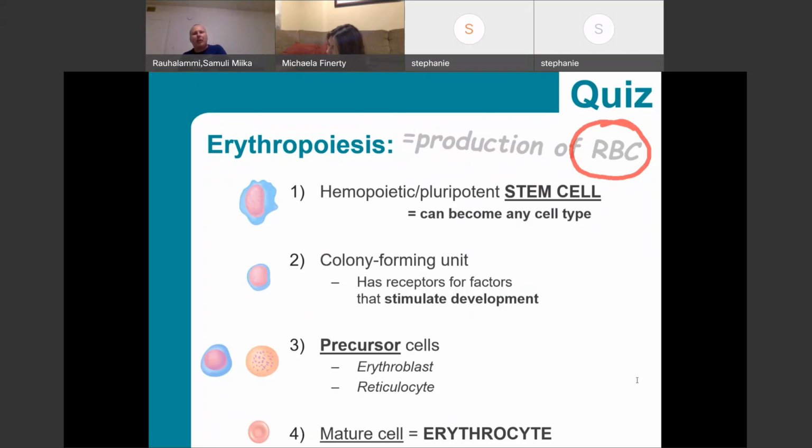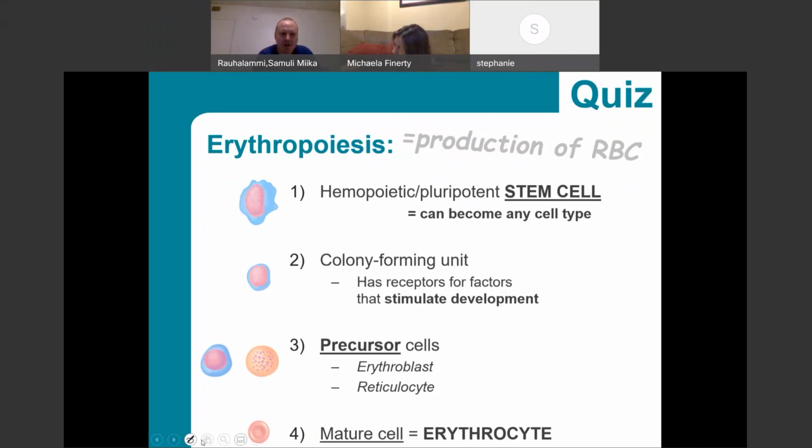So, like I said, the quiz asks quite a bit about the production of different blood cells. So remember that erythropoiesis refers to the production of the red blood cells. And the steps of production are pretty much the same, regardless of what type of cells we're going to be looking at. So everything starts with the stem cells. That's the start of production of any type of blood cells. Sometimes they're hemopoietic, sometimes they're pluripotent stem cells, but they are stem cells of some kind.